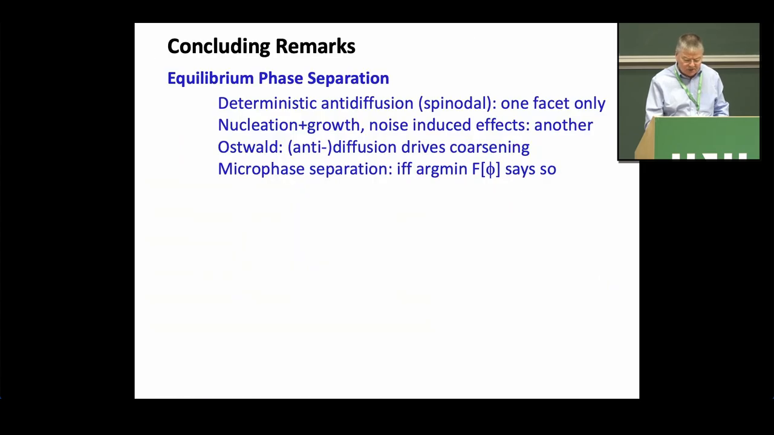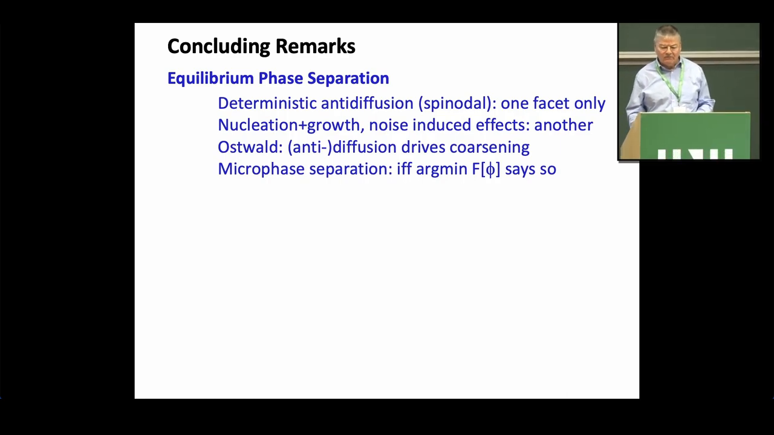Okay, so let me just wrap up. Equilibrium phase separation, which I spent half the talk discussing, has, if you like, deterministic antidiffusion at the spinodal. This is a basic process. You have a linear instability. You make an inhomogeneous density pattern, but it coarsens forever. So you haven't really made a structure except transiently.